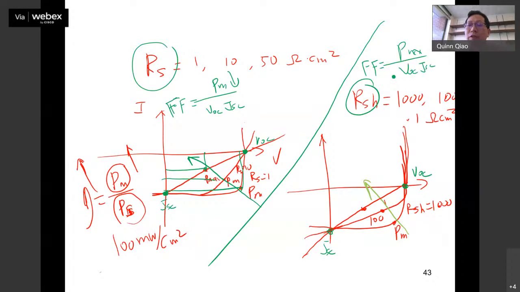So from the theoretical point of view, you basically need to have low RS and higher RSH, and then your fill factor increases. This is from the theoretical point of view. So from the practical point of view, how can you reduce RS during your device fabrication? How can you increase RSH during device fabrication? That goes to the same concept.